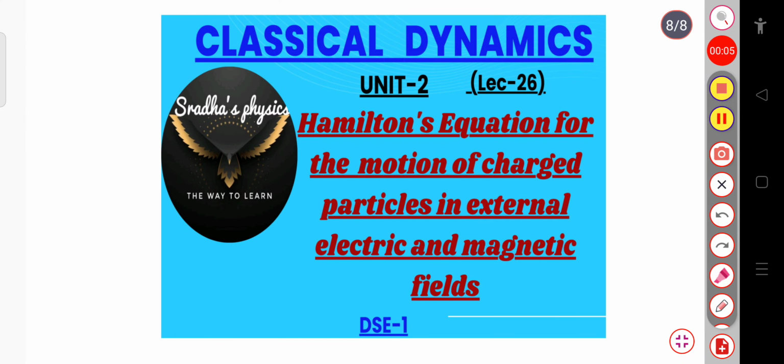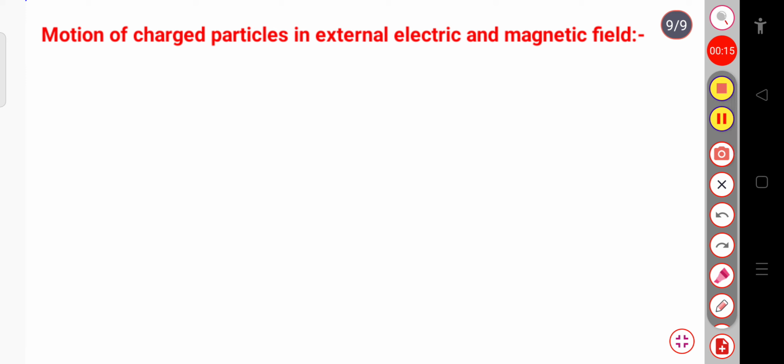In this part we will see the application of Hamilton's equation. Here we will discuss the motion of charged particles in the external electric and magnetic field. So let us start our topic: we are going to calculate the Hamilton's equation for the motion of the charged particles in the external electric and magnetic field.